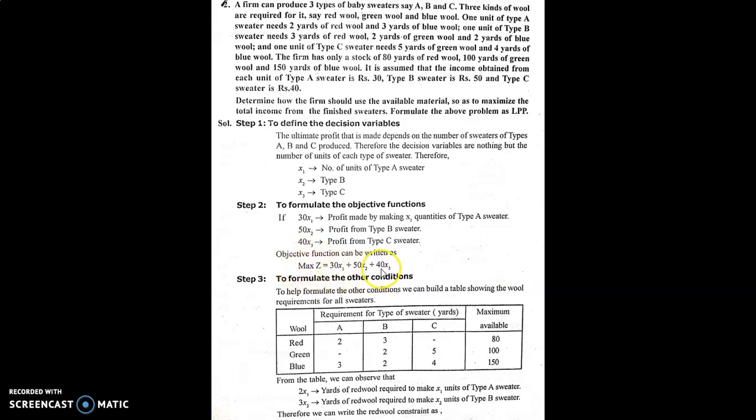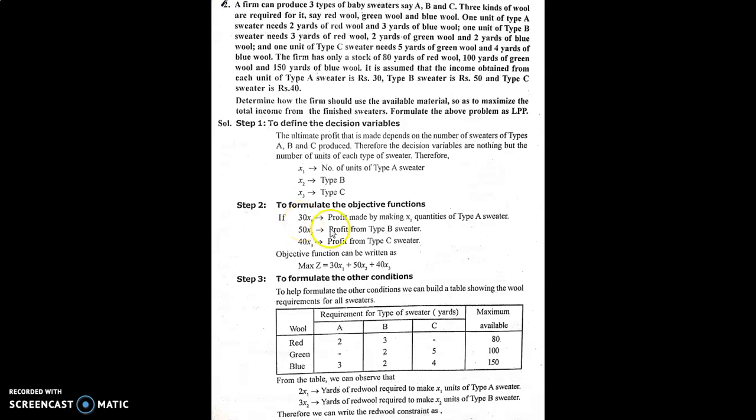Then how to write this equation? Listen carefully. If you manufacture one unit of type A sweater, we will get 30 rupees profit. For type B sweater, one unit gives 50 rupees. And for type C sweater, one unit profit is 40 rupees. So if we manufacture x1 units of type A sweater, we will get 30 times x1.